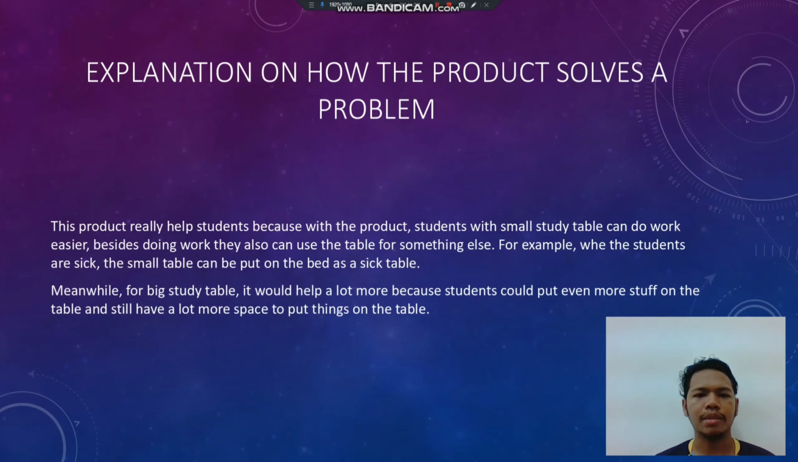Next, the explanation on how the product solves a problem. This product really helps students because with the product, students with a small study table can do work more easily. Besides doing work, they can also use the table for something else. For example, when students are sick, the small table can be put on the bed as a sick table. Meanwhile, a big study table will help a lot more because students could put even more stuff on the table and still have a lot more space.